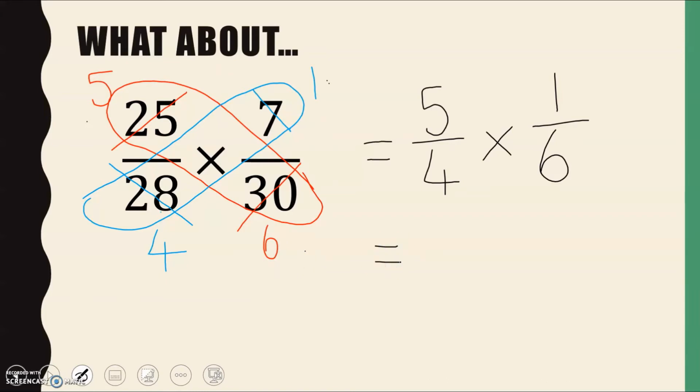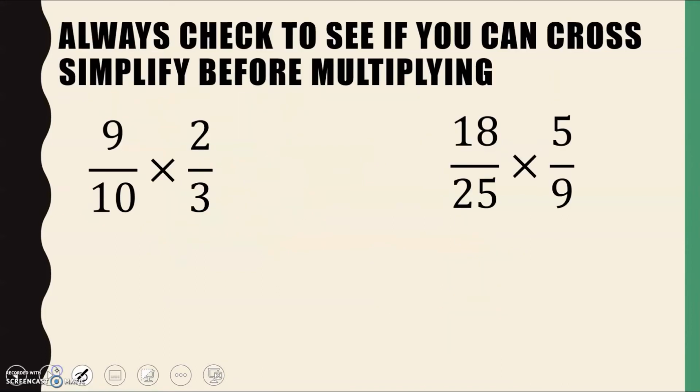And now I'm going to use the same rules as before. So 5 times by 1 is 5, and 4 times by 6 is 24. And you can see that my numbers are much easier to multiply there. 5 and 24 are not in the same times table, so that is me with my final answer. Always check to see if you can cross simplify before multiplying, because that is going to make your life so much easier.